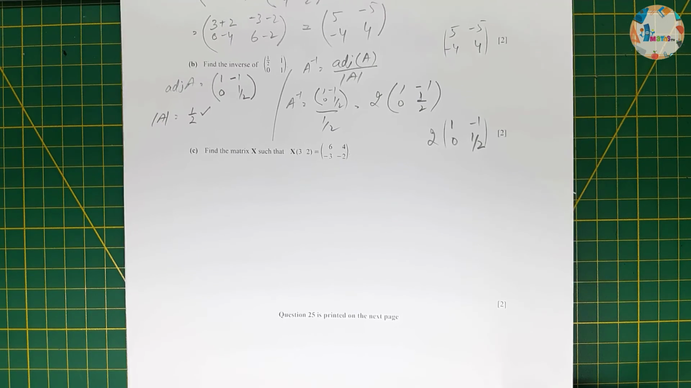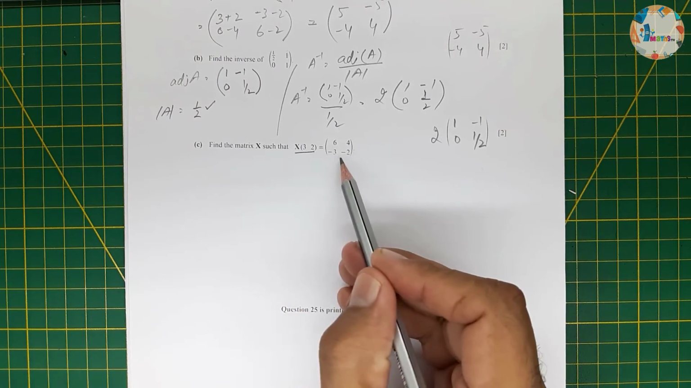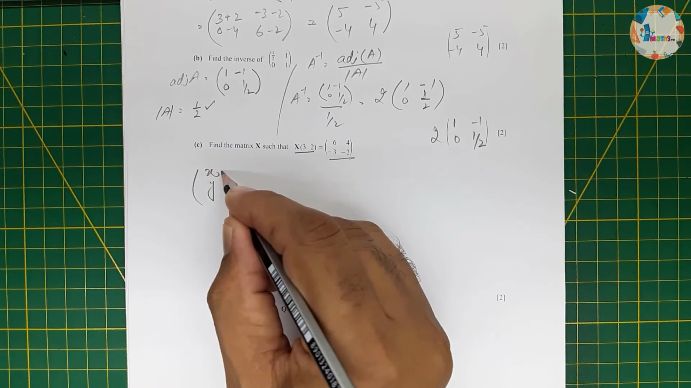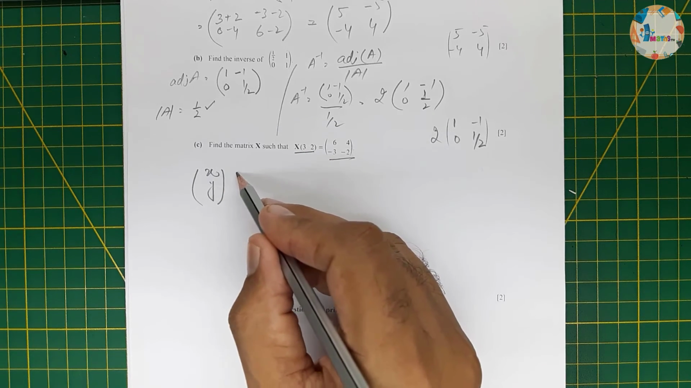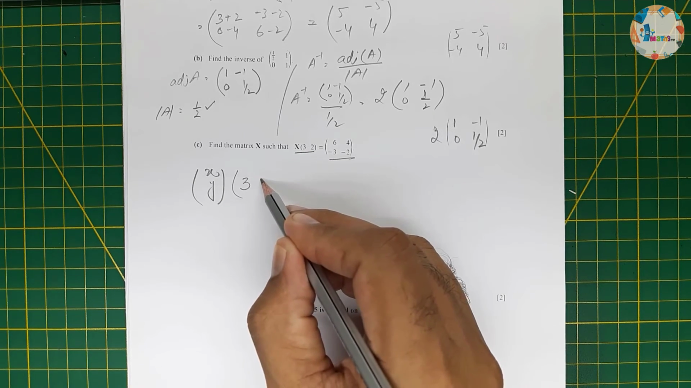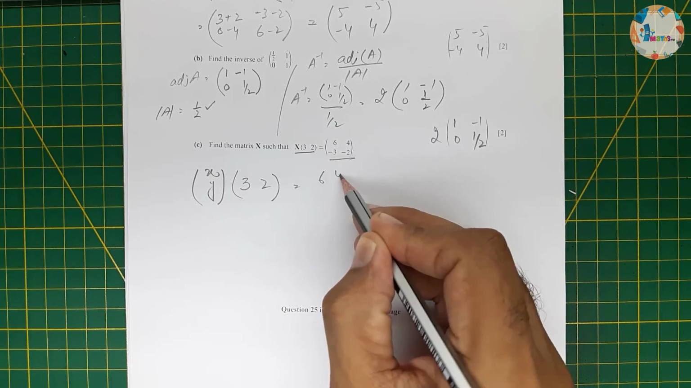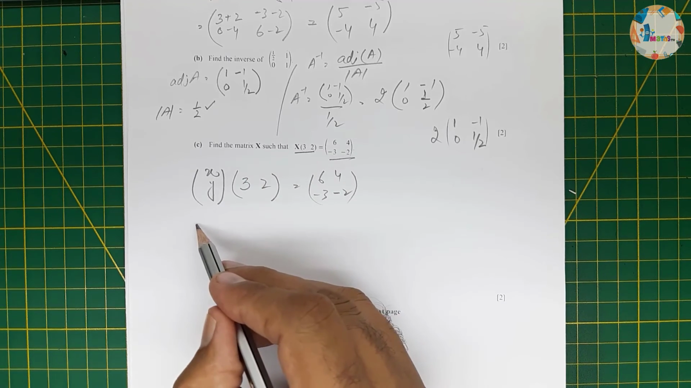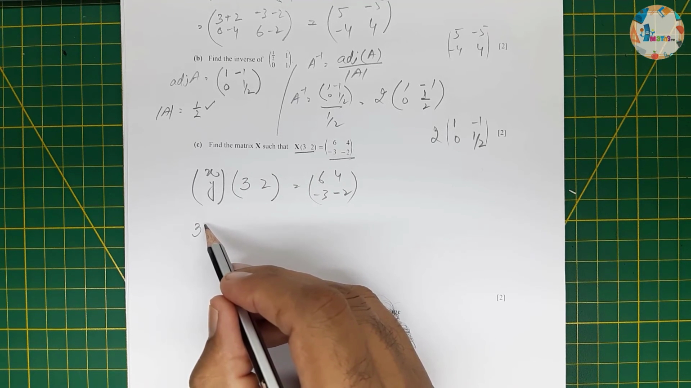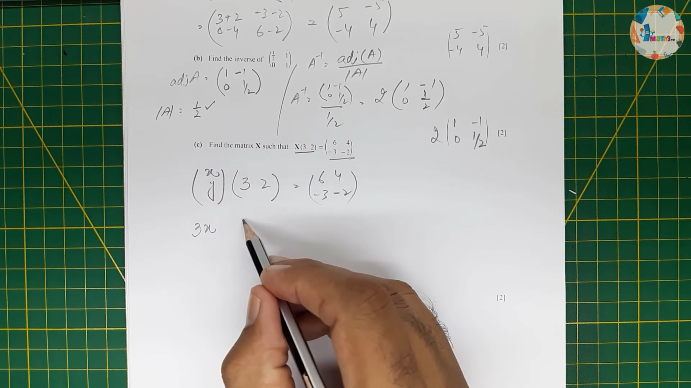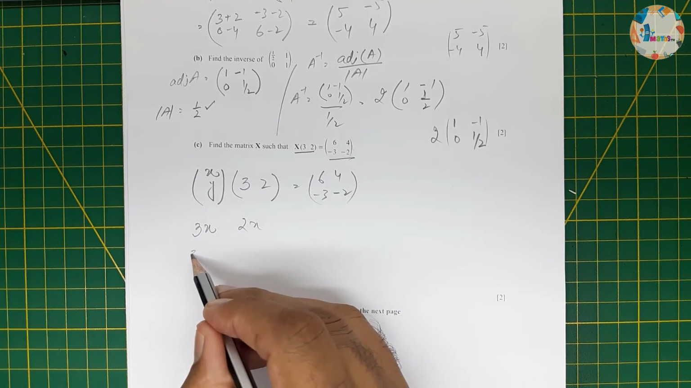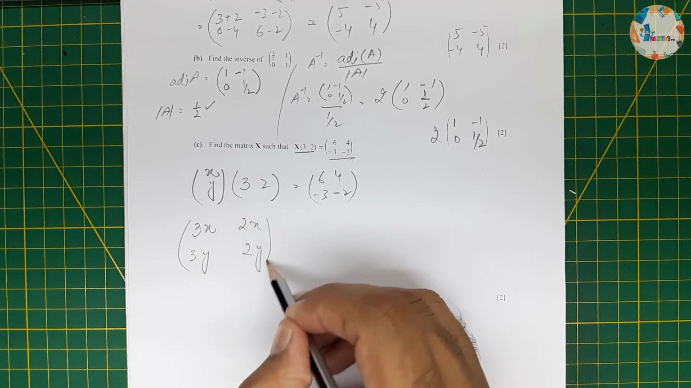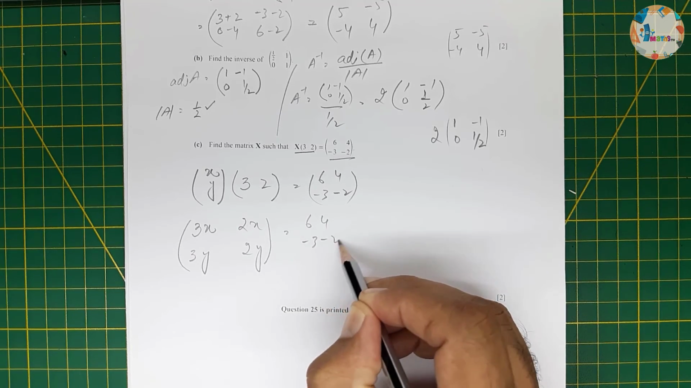C part, find the matrix X such that this is equal to this one. So X we can write in the form of a matrix like X and Y, members of this one, and multiply by 3 and 2. This is equal to 6, 4, -3 and -2. Now we can multiply this with this. This will be 3x. Now this with the second one, which will be 2x, and y with this one will be 3y, and y with this will be 2y. And this is equal to 6, 4, -3 and -2.